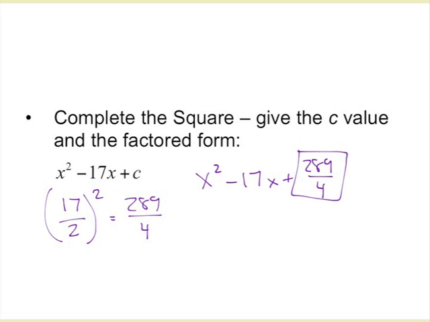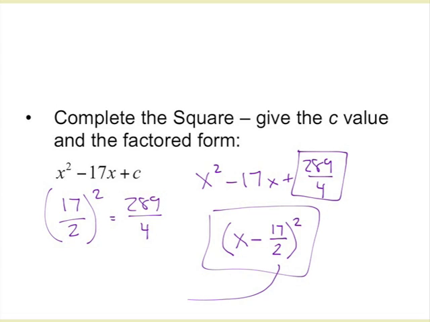Then we factor. X times x is x squared. To take a square root of a fraction, we take the square root of the top. Well, 289 came from 17, and 4 came from 2. And then the sign of the middle, so minus. And that number in the factor will always end up right back where we started at the b over 2.